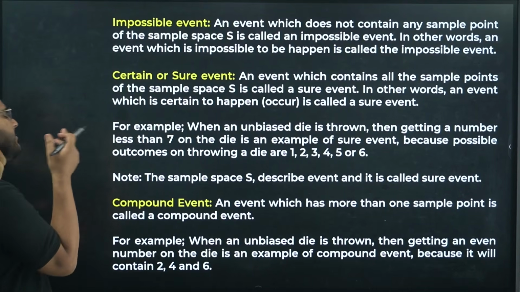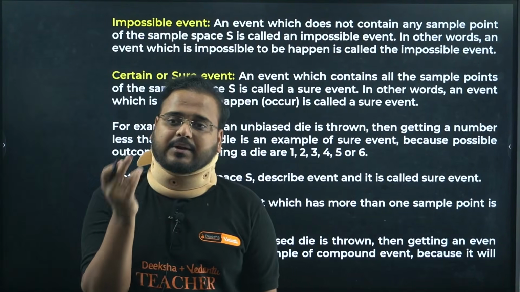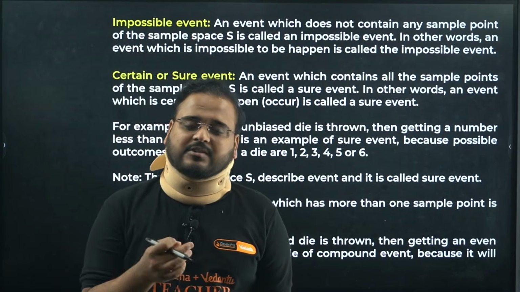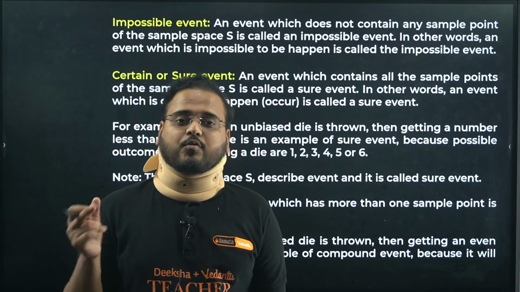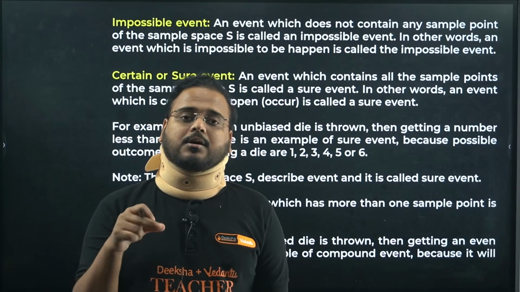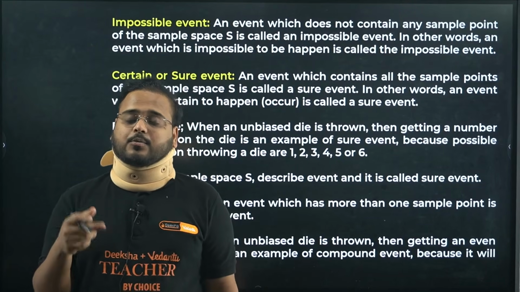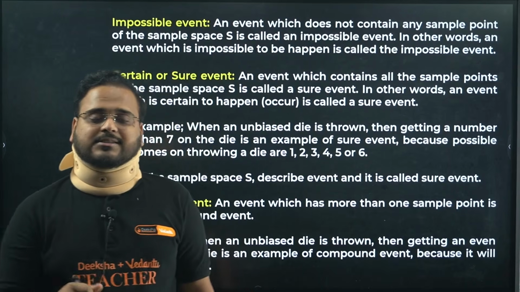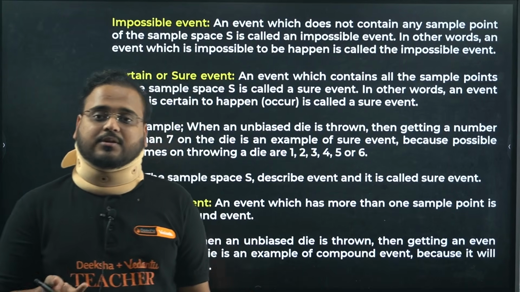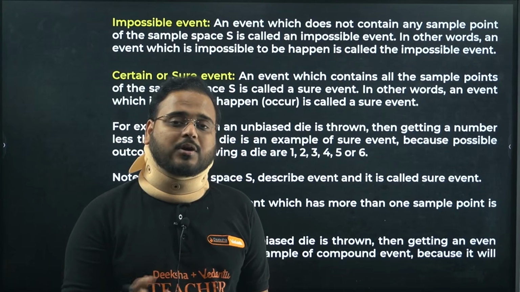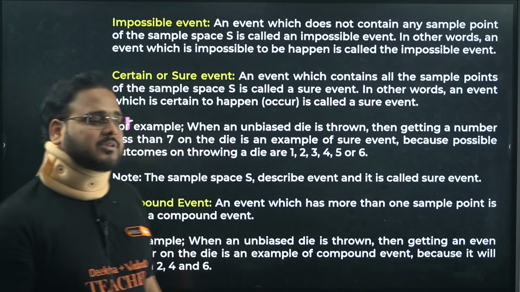So impossible events are those which are not going to happen. For example, if I throw a die, what are the chances of me getting a 7? A die has 1, 2, 3, 4, 5, 6 on all 6 cubical faces, right? So there's no 7 present over here. If I ask you the chances of getting a 7 if you throw a die, what is the answer? 0. It's an impossible event.